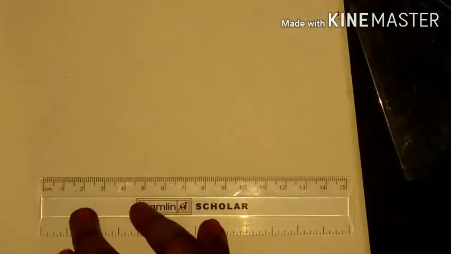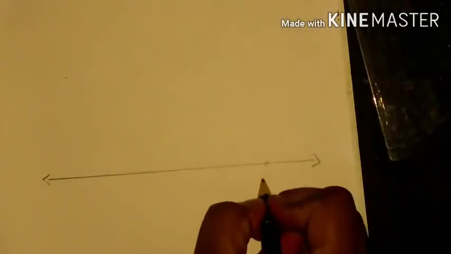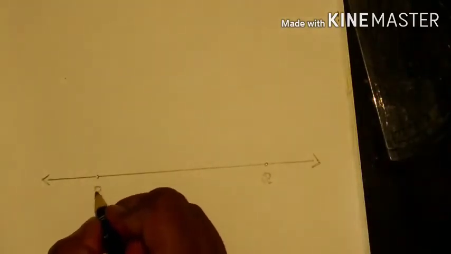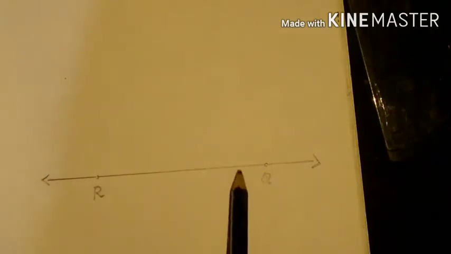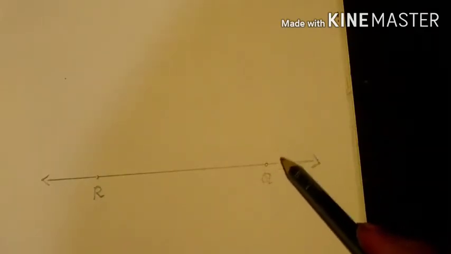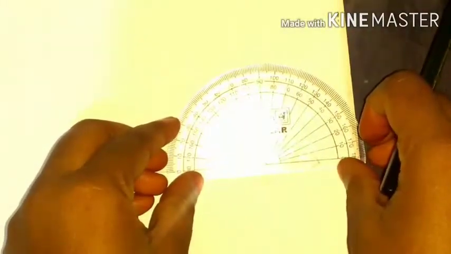The same 45 degrees we can draw like this also. First, draw a line. Then you have to mark points Q and R. Point Q here, then point R here. In the previous one, we marked Q here, then R here. Both are the same only. Then you have to place the center of the protractor at the vertex. Here the vertex is what? Q. P, Q, R. Here Q is the vertex. You have to place the center of the protractor here.